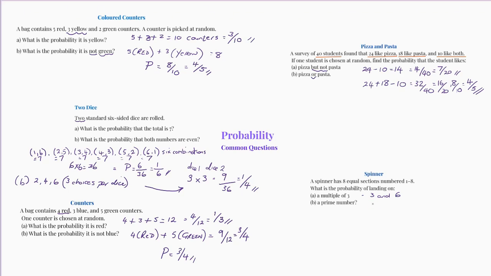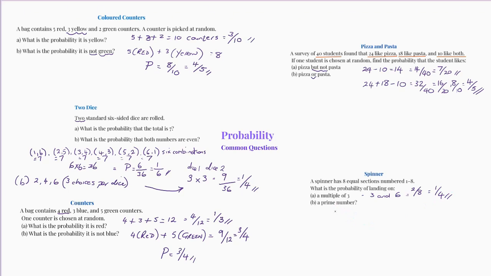So the probability of landing on a multiple of 3 is going to be what? We've got two numbers there, so it's going to be 2 over 8, because that's the amount in total we have. And we're going to simplify that to 1/4. So that's the answer. So that's quite simple, really.